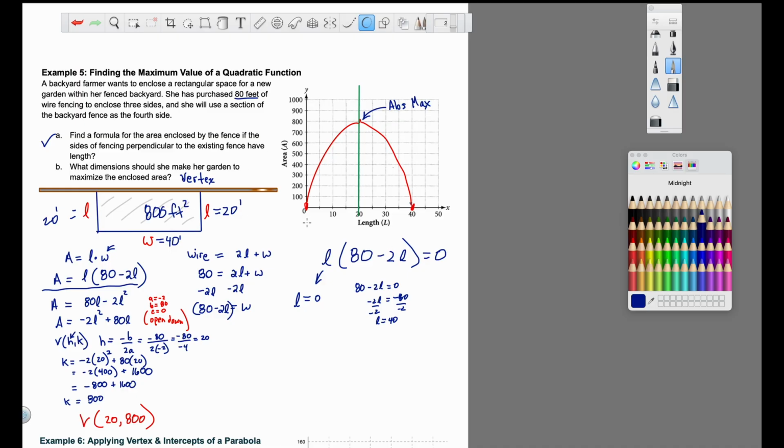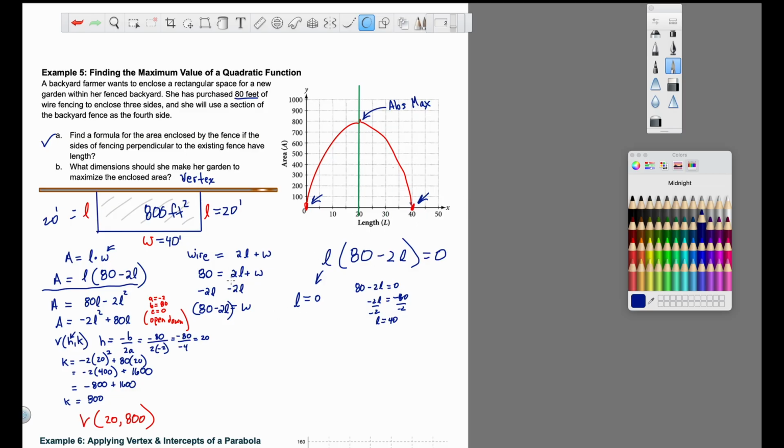That's what we got here. Notice if the length were 0, that would mean that the width here is 80, and 0 times 80 is 0. I would have no area. If the length here were 40, this side would be 40, and this side would be 40, which means I wouldn't have any left over for the width, and it would be 0. So that's why we have these intercepts here where A is 0. This is no area here. There's not even a rectangle.